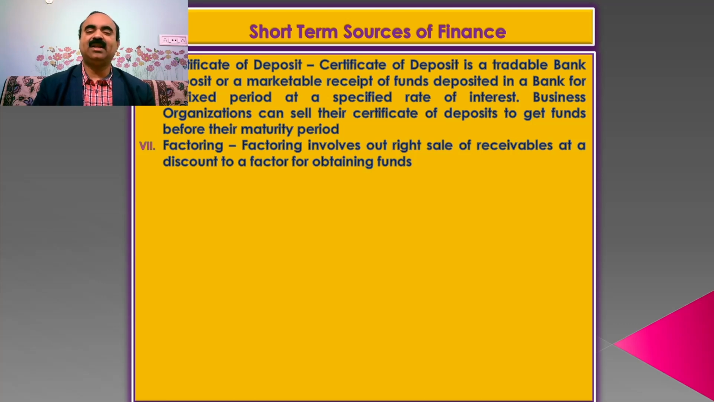The seventh short-term source of finance is factoring. Factoring involves outright sale of receivables at a discount to a factor for obtaining funds.